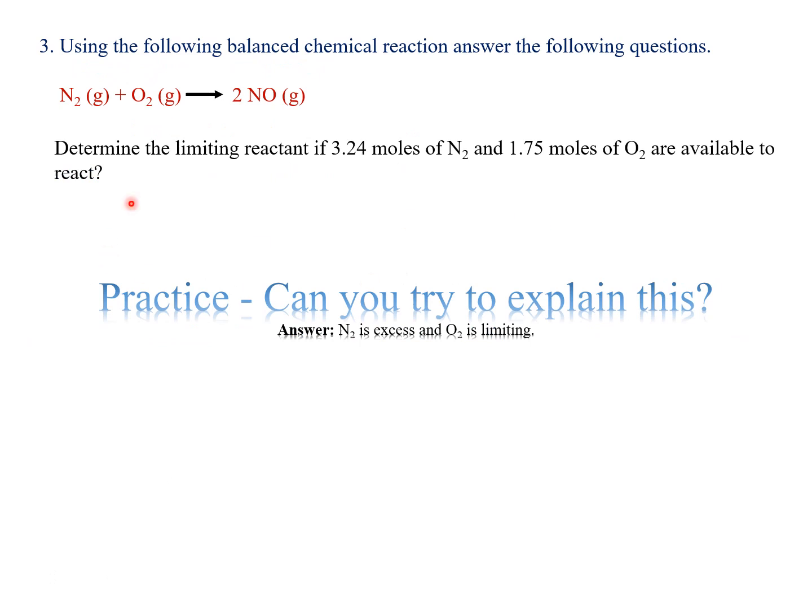This is another example for you, but it's not as complicated as the previous one. Molar amounts are given for you, so you don't need to calculate moles using molar masses. This is the chemical reaction given. 1 mole of N2 reacts with 1 mole of O2 to produce 2 moles of NO. Initially 3.24 moles of N2 and 1.75 moles of O2 are present. And the molar ratio you can see is 1 to 1. 1 N2 needs 1 O2. Now try to argue and then find out which one is excess, which one is limiting. Your answer should be N2 is the excess, O2 is the limiting.